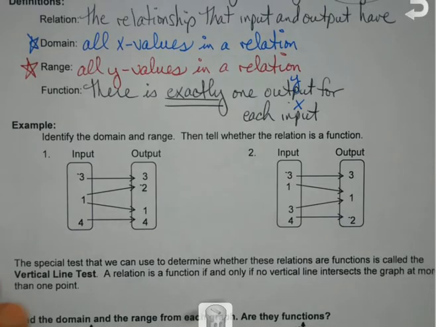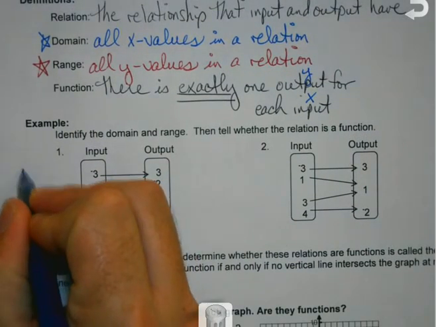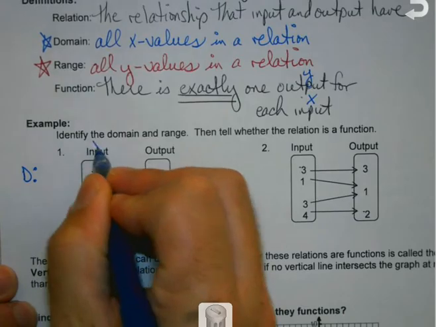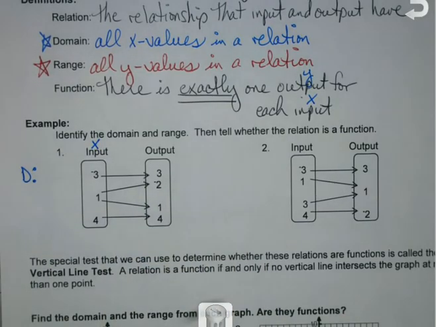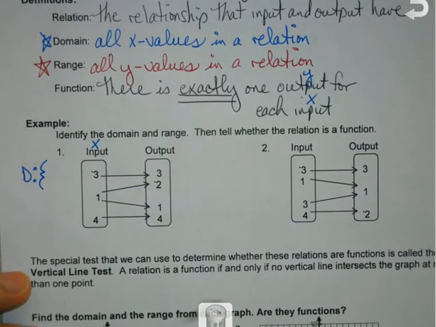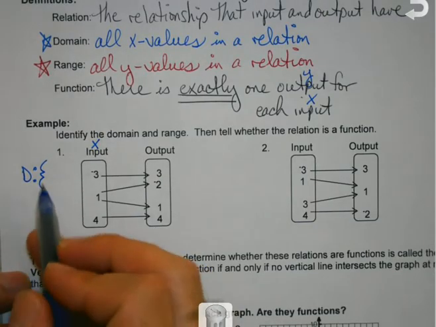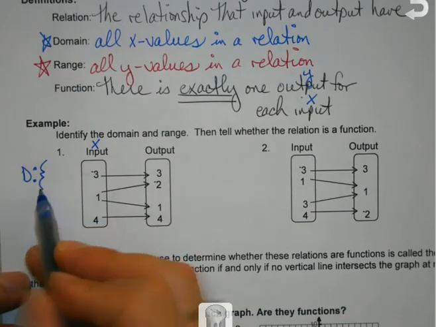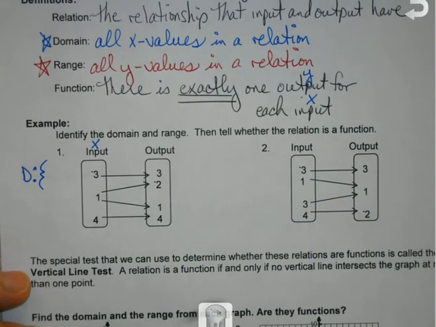So for example, identify the domain and range, then tell whether the relation's a function. Okay, so my domain here, input and x are the same thing. I put that number in, that's the x value. And typically when we write these, we use what are called braces. Some of you will say it just looks like a squiggly line, and it does kind of, but if you want to get something into your head, it's like a silhouette of a guy with a pointy nose and a really big forehead and chin.